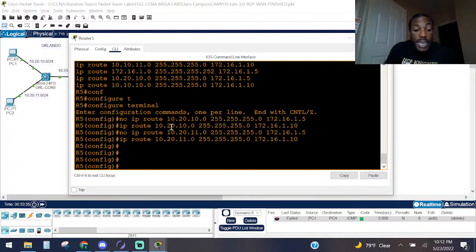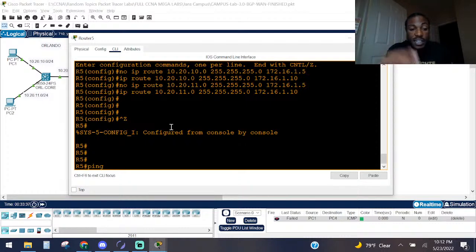The next hop can, I should have seen if router 5 can ping it, but let's just see. Can I ping Orlando now from the router?